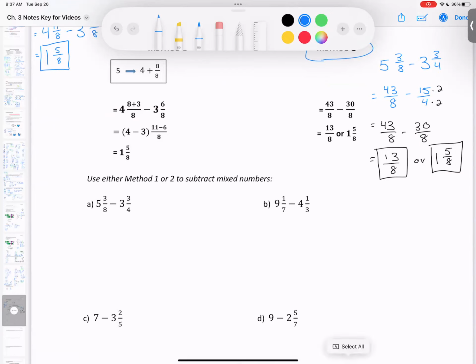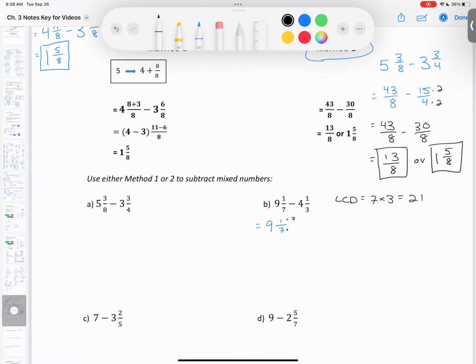So let's start by just trying it with method 1. So I've got 9 and 1/7. Now I know I'm going to need a common denominator there. So I need a common denominator of 7 and 3. 7 and 3 are both prime, which means that the common denominator is going to be their product. So 7 times 3. So the LCD here is going to be 7 times 3, which is 21.